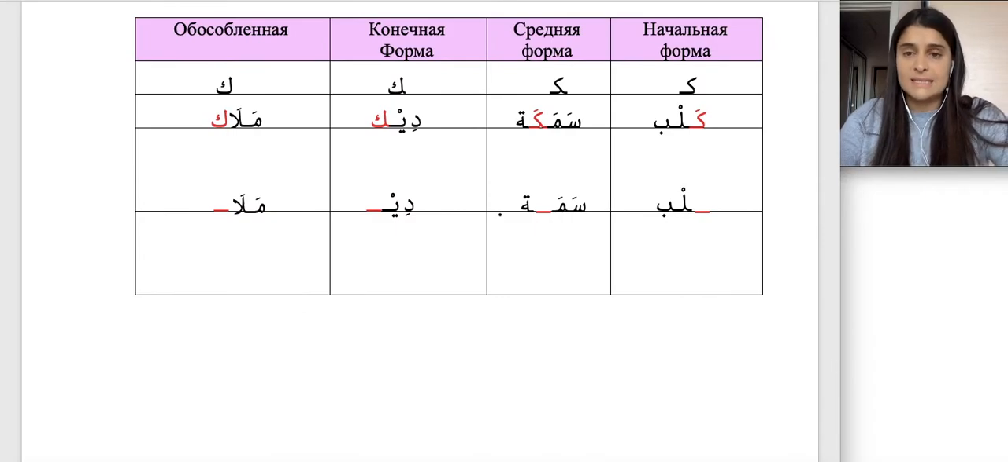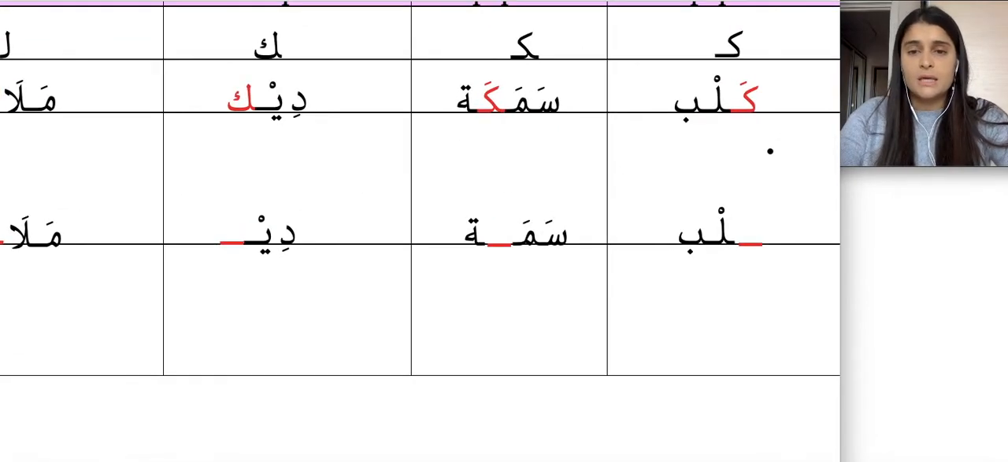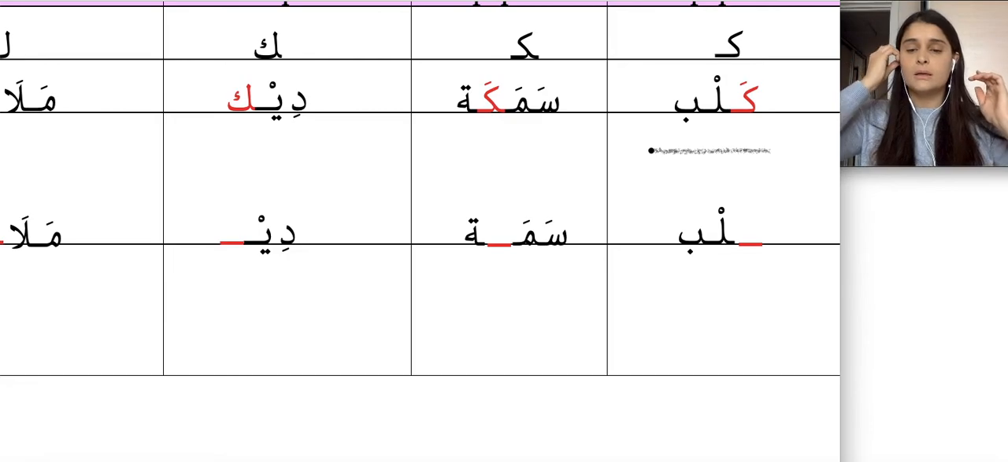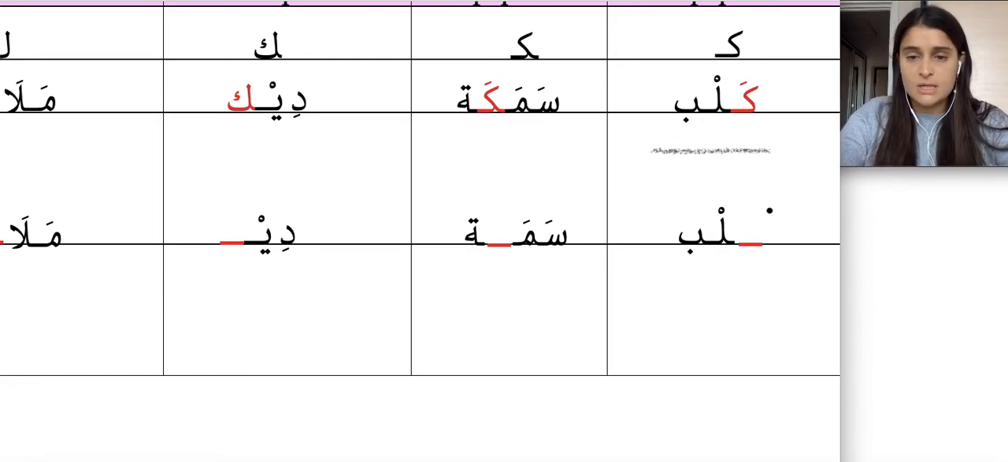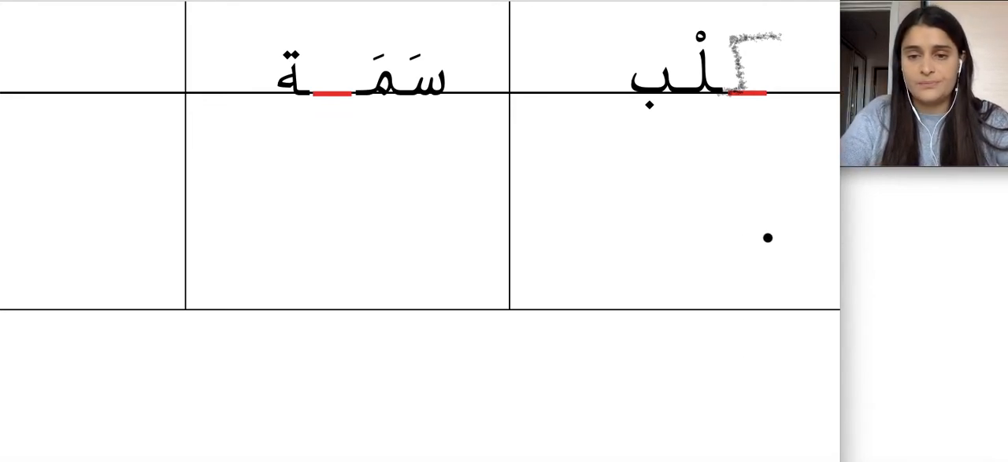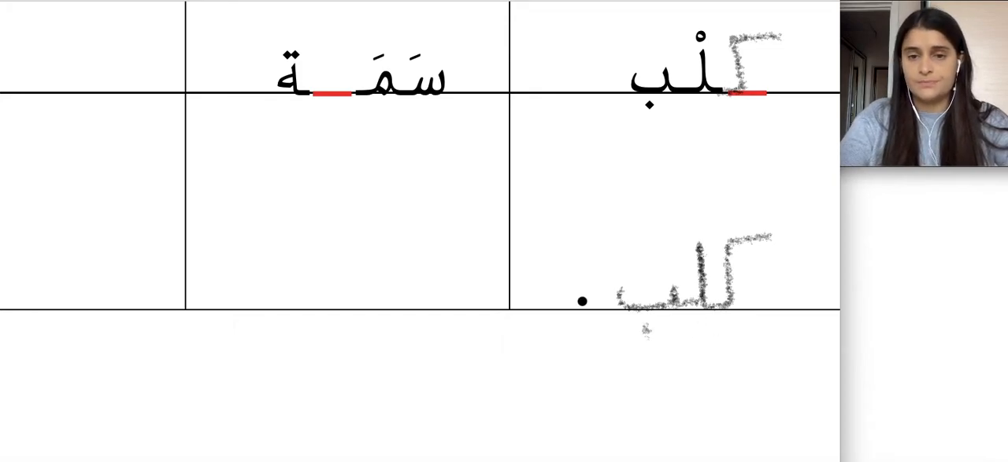And now let's see how we write letter Kaf in different words. Here we have letter Kaf at the beginning of the word, and our example is kalb. Kalb means dog. The missing letter here is letter Kaf. We write it like this. And then let's try to write the word kalb by ourselves. I hope you will write it with me. This is letter Kaf, and then we have letter Lam, and then letter Ba, like this. And don't forget about the dot.